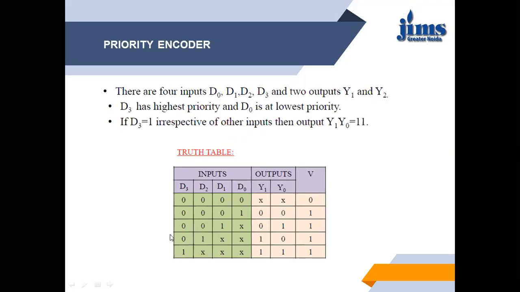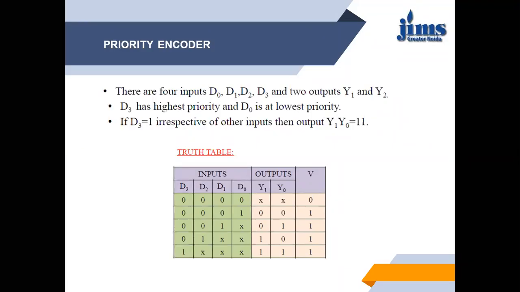Now come to the line above this. If D2 is 1, that means D3 should be 0, and we don't care about D1 and D0. That means whenever D2 is 1, provided that D3 is 0, the output should be 1, 0. And again, yes, there is a valid input combination because D2 is 1.